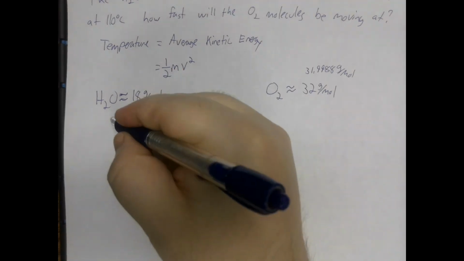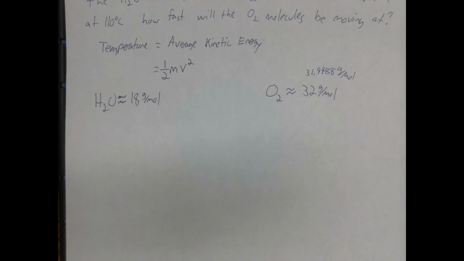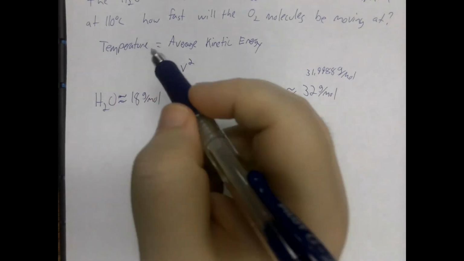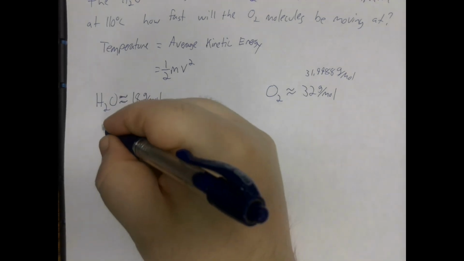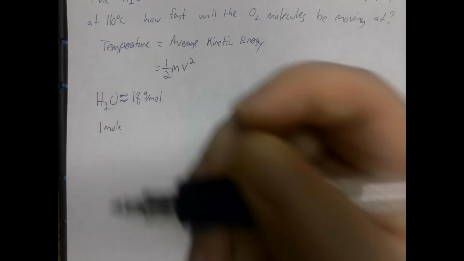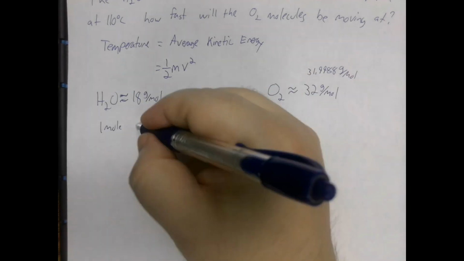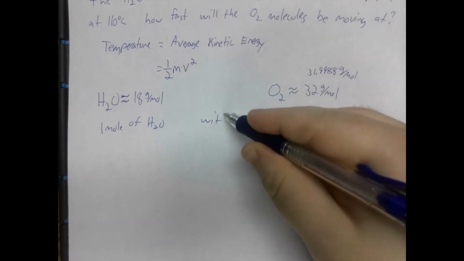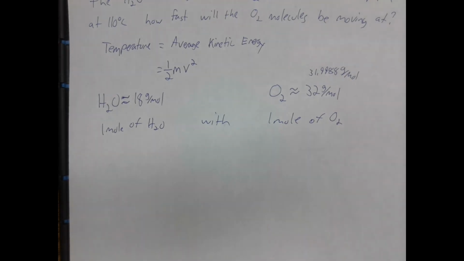So in order for us to do this, we know that if they're at the same temperature, they're going to have the same average kinetic energy. So I'm going to say that we replace 1 mole. It doesn't matter how many, but we just need the exact equivalent. So we replace 1 mole of H2O with 1 mole of O2, for example.